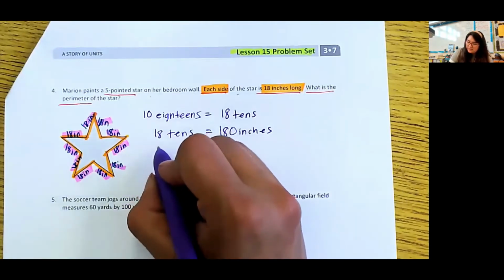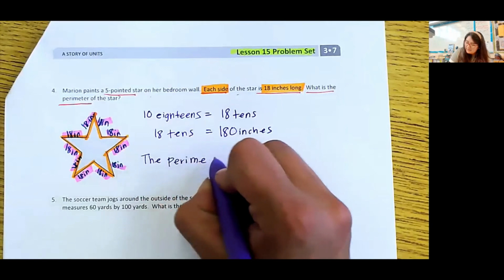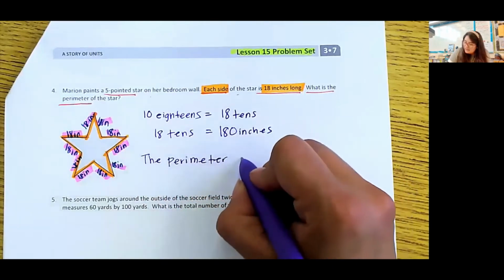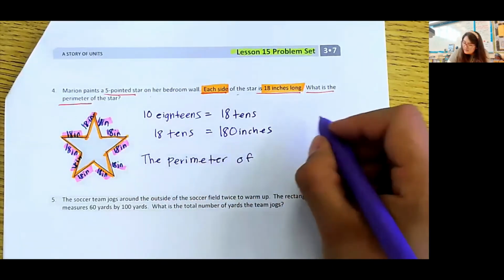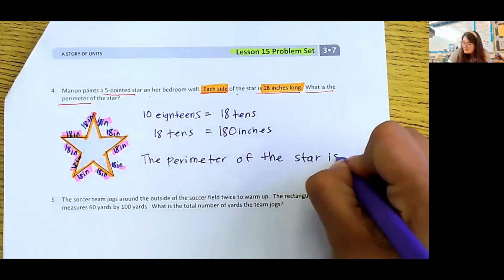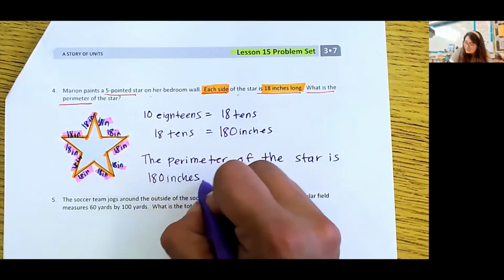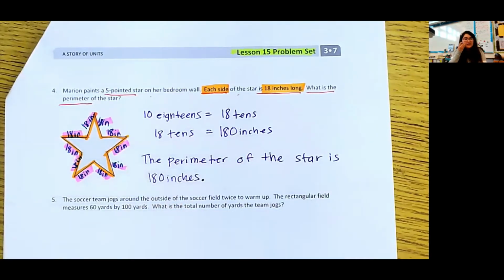So we know that the perimeter of the star is 180 inches. Go ahead and pause the video if you need more time. And then if not, let's keep going.